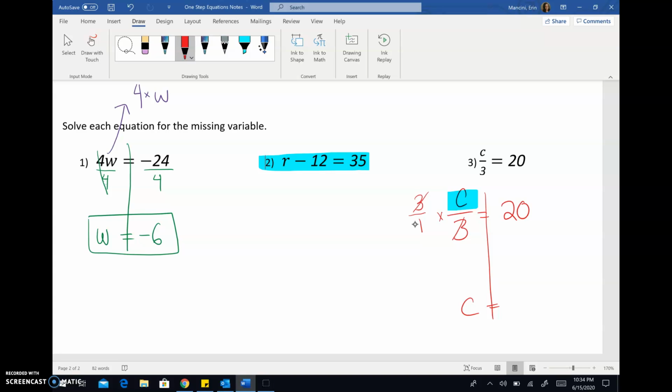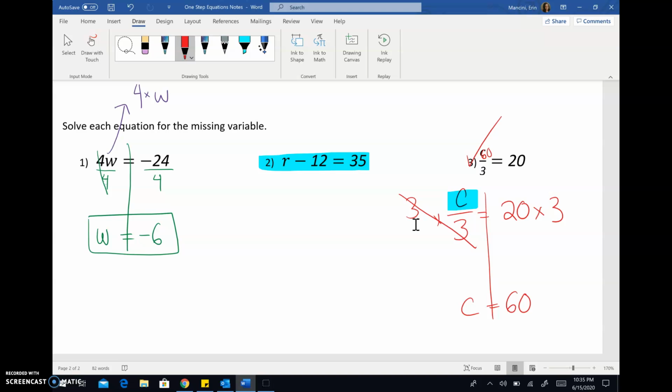Whatever you do to one side, though, so we multiplied this side by 3, you have to do to the other side as well. 20 times 3 is 60, which, as always, we're going to check and see if that makes sense. So the unknown is now 60 instead of c. Is 60 divided by 3 20? Yes, it is, so we know we got that correct.